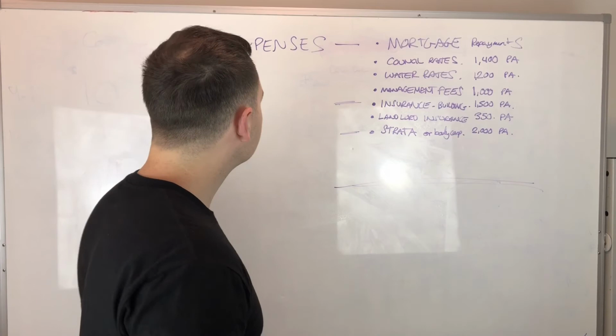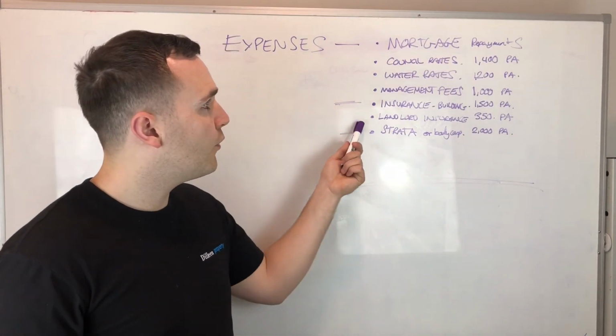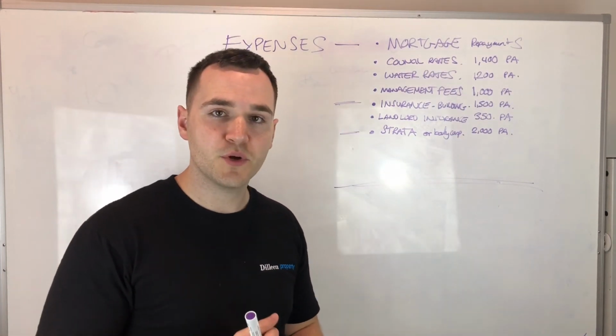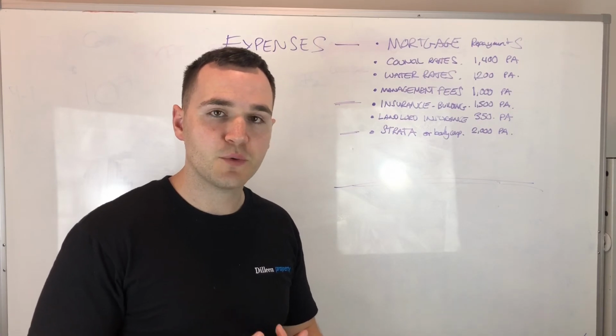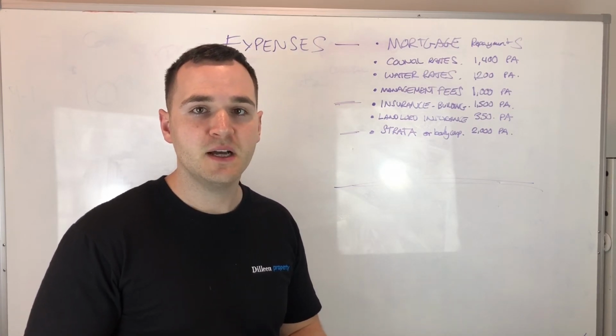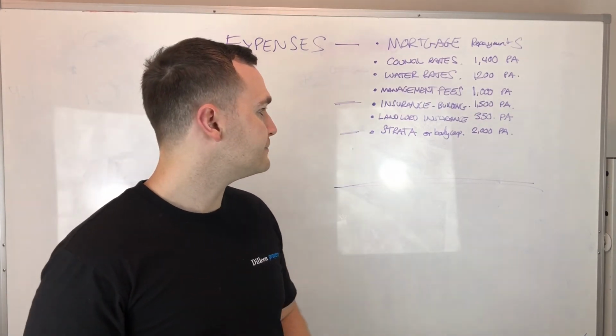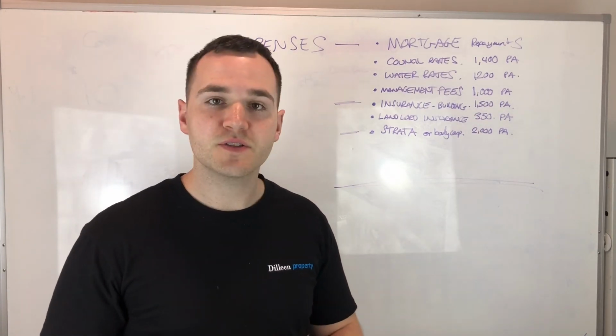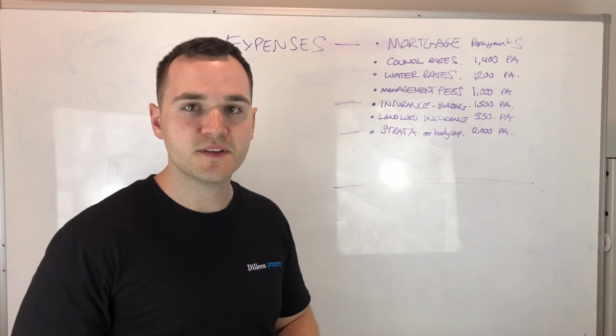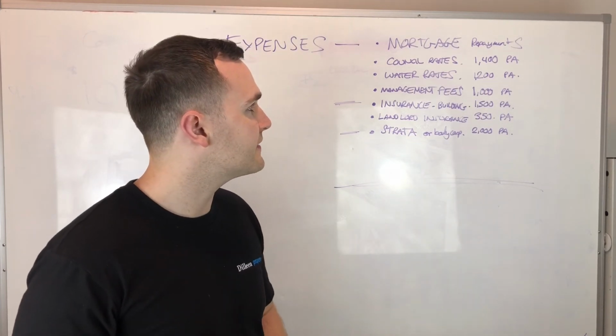So, this is just a really quick video. Always look at, if you're purchasing a property, what the council rates are, what the water rates are, what the management fees are going to be, depending on who you go with, what rates you get, and what insurance it is. So just take all of this into consideration.